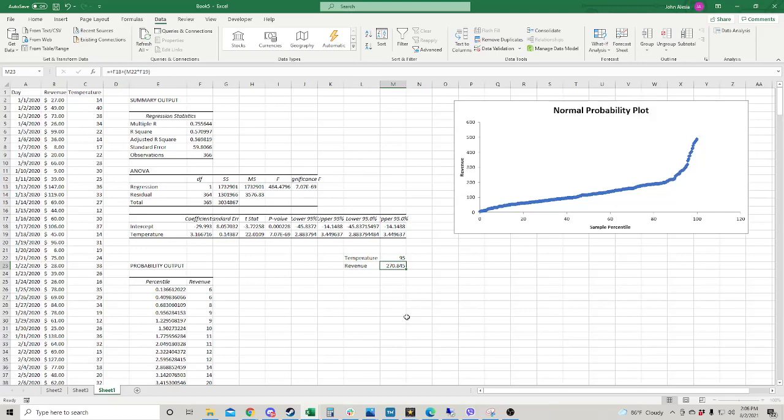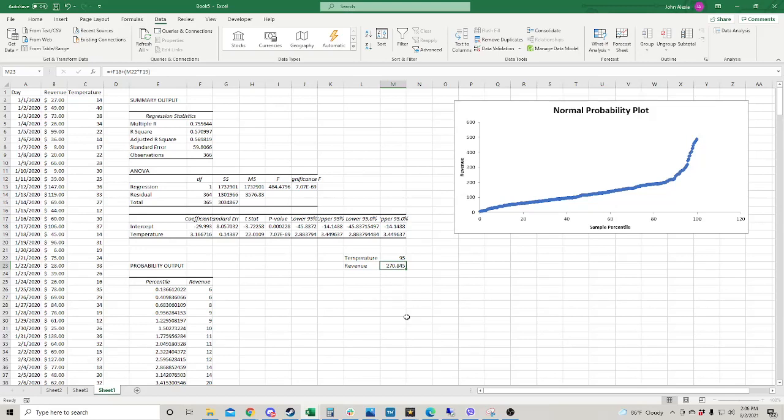Perhaps days of the week we'd want to add into this. So maybe on Mondays we don't make as much as we do on Saturdays. Maybe holidays have a factor. Maybe precipitation. Maybe on days where it's raining, it lowers our revenue. Maybe on days when the sun is shining, it raises it.